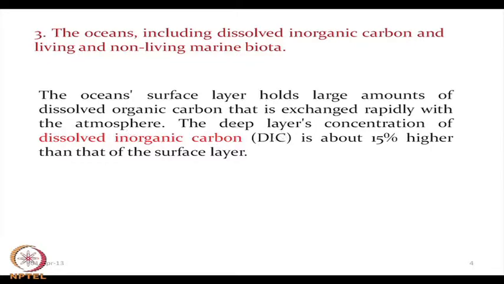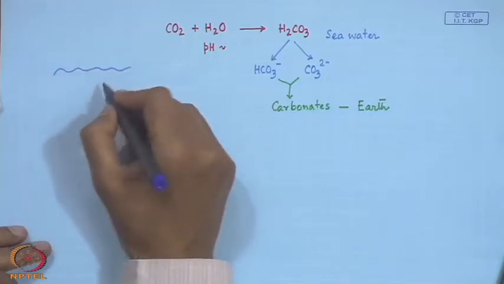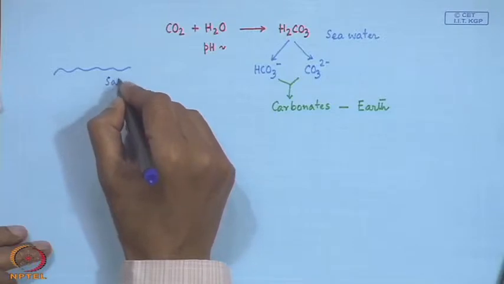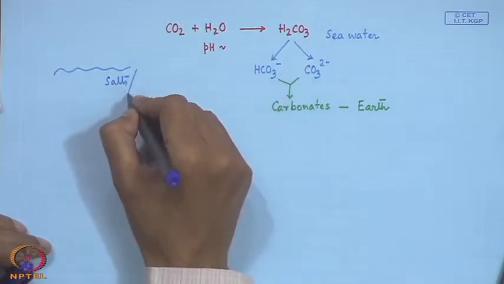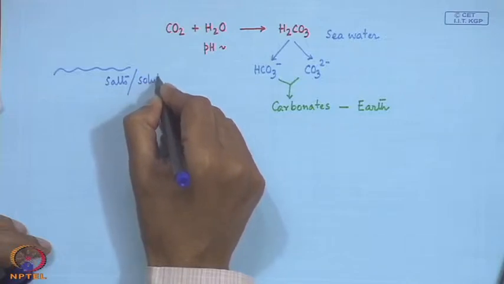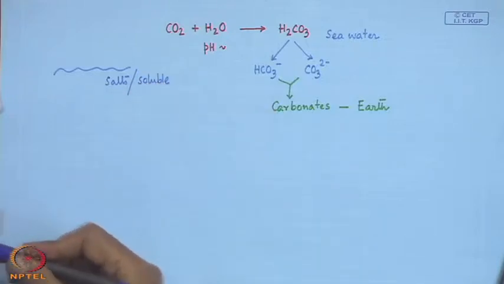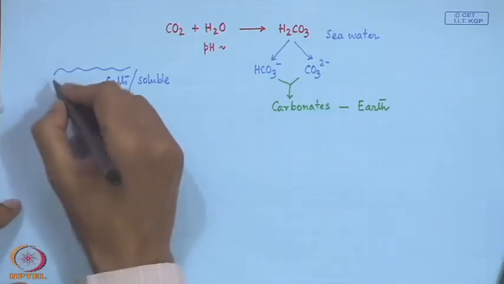But what about the deep layer oceanic concentration? In the deep layers of the ocean, we have the dissolved inorganic carbon, which is nothing but our corresponding carbonates and bicarbonates, and when they become available, they are present as the corresponding sediments. So, if we have the ocean layer, we have a huge amount of salts, as the corresponding carbonates and bicarbonates. These salts are present in the soluble form, and these soluble salts are present in the water level.